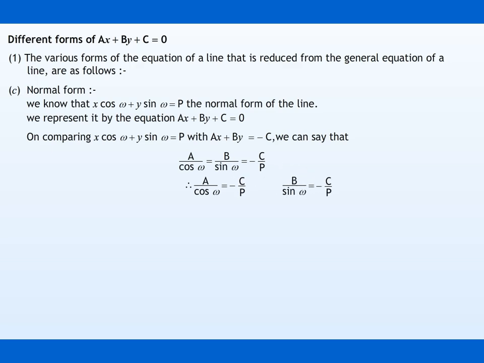b upon sin omega is equal to minus c upon p. Cos omega is equal to minus ap upon c. Sin omega is equal to minus bp upon c. We know that sin square omega plus cos square omega is equal to 1.